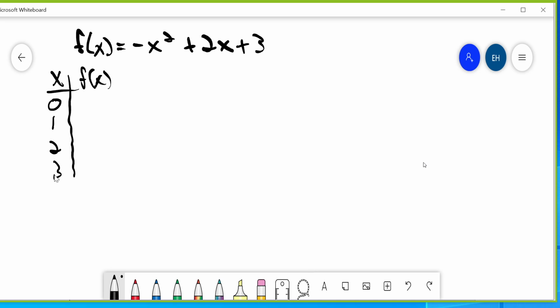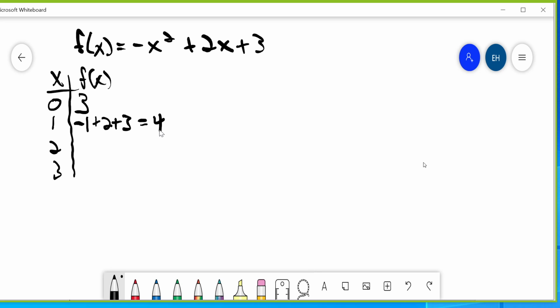So if we put 0 in, that term's going to cancel out, that's going to cancel out, and we're going to be left with 3. So for x is 0, the output is 3. If we put 1 in, we get negative 1 plus 2 times 1 plus 3. 5 minus 1, we get 4.